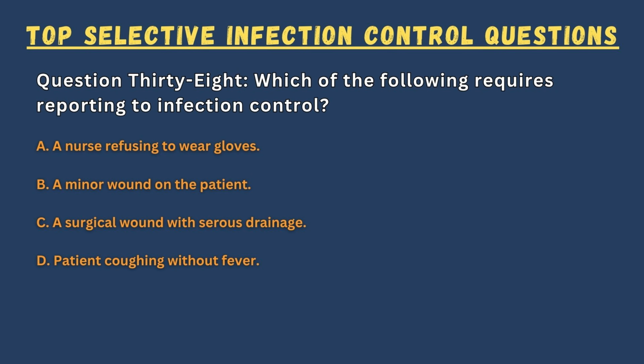Question 38. Which of the following requires reporting to infection control? A. A nurse refusing to wear gloves. B. A minor wound on the patient. C. A surgical wound with serous drainage. D. Patient coughing without fever. Answer: A. A nurse refusing to wear gloves.